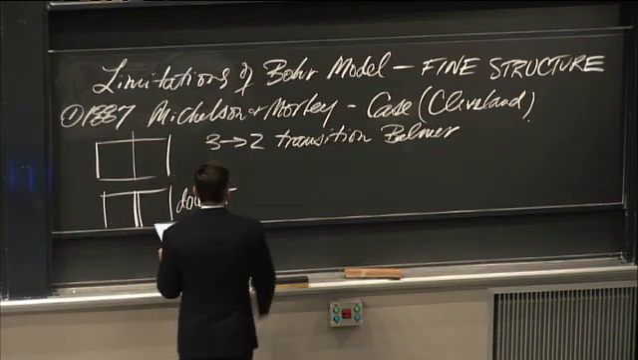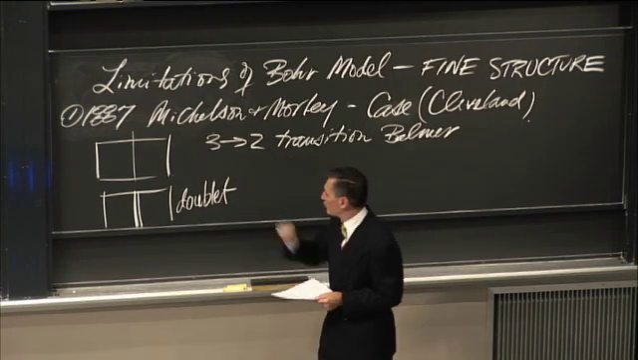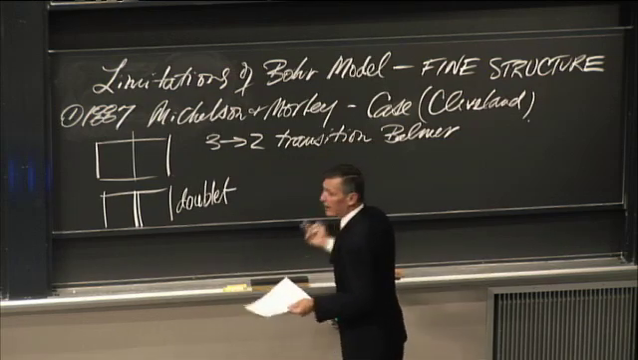So, with his interferometer, he gets super, super good data. And he could split the doublet. Well, what's that mean for Bohr? Well, Bohr has no way of explaining this.